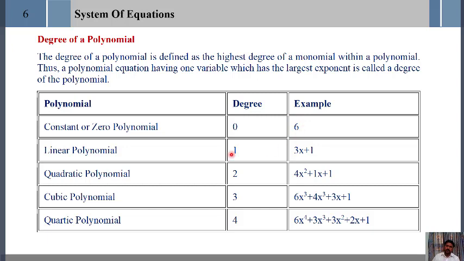zero polynomial. And linear polynomial. Linear polynomial consists of degree 1, 3x plus 1, and quadratic polynomial consists of degree 2. For example, 4x square plus x plus 1. Cubic polynomial consists of degree 3, and extending the same way, quartic polynomial consists of degree 4. Here you see 6x power 4 plus 3x cube plus 3x square plus 2x plus 1, etc.